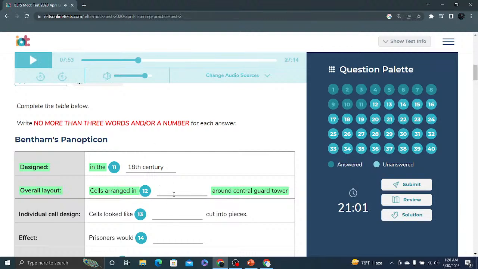So he was saying the prison cells were grouped in a circular fashion. So a circular fashion would be the answer. Let me put it. Circular, C-I-R-C-U-L-A-R, fashion. Let's listen once again, okay?